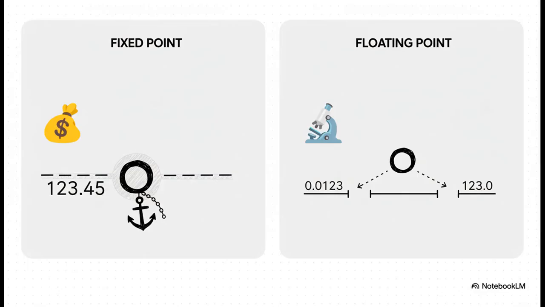And what about decimals? Well, computers have two main ways of handling them. There's fixed point, which is great when the decimal point never moves. Think about dealing with money, for example. But for science or graphics where you need to handle huge or incredibly tiny numbers, they use floating point, which lets that decimal point float around to wherever it's needed.